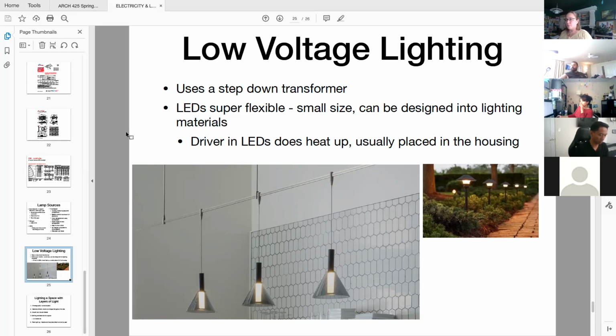The wire's a lot more flexible, and it doesn't need to be in conduit the same way in commercial projects. But you always need to have a transformer, and usually there's a limit on how far the transformer can be from the actual fixtures. You can often use one transformer for multiple fixtures. You just have to make sure it's sized properly to carry the load. So that's low voltage lighting.